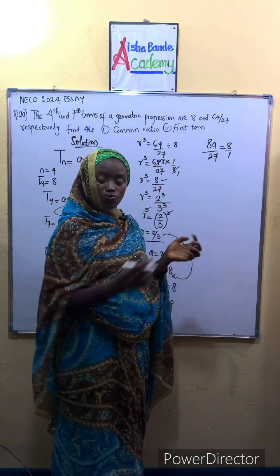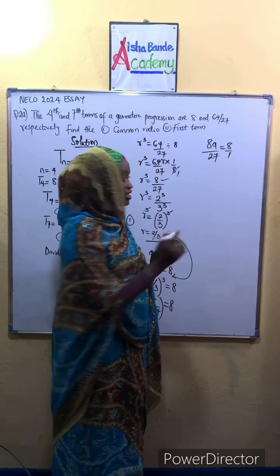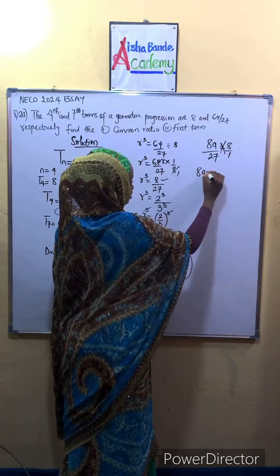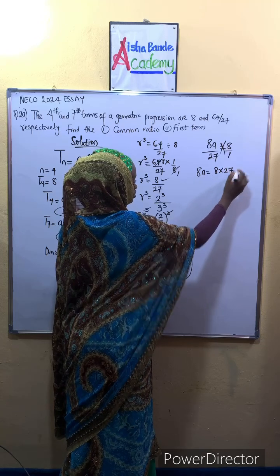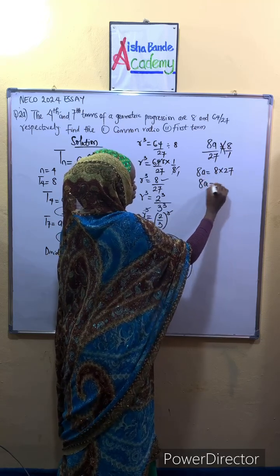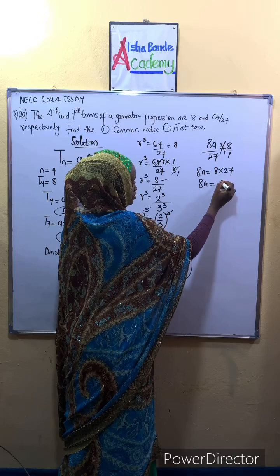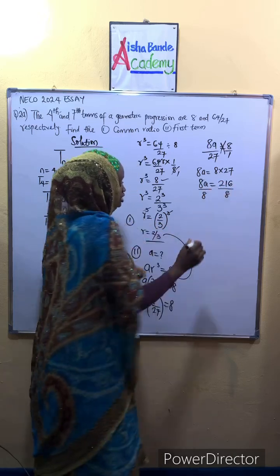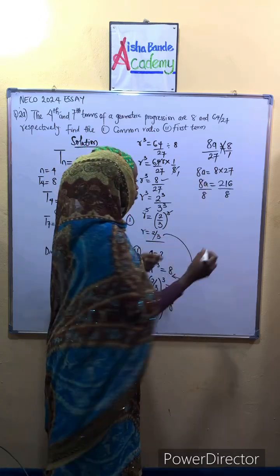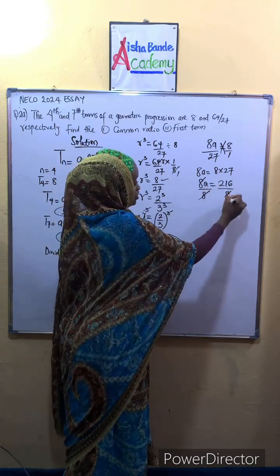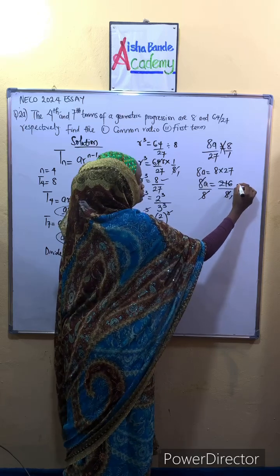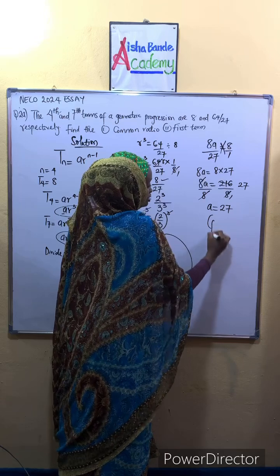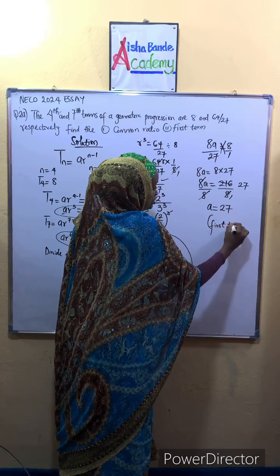So at this point, we can simply cross multiply. So what we do here is we cross multiply. We have 8a times 1 is 8a. Then we have 8 times 27. So this becomes 8a is equal to 8 times 27 is 216. So we divide both sides by 8, which is the coefficient of the unknown variable. So 8 cancels 8 here, and 216 divided by 8 is 27. So we have a equals to 27, and this is the value for the first term.